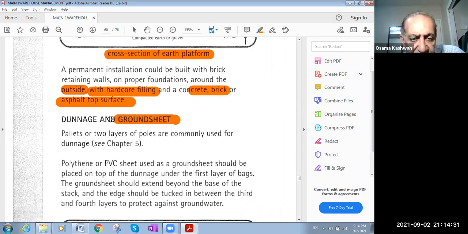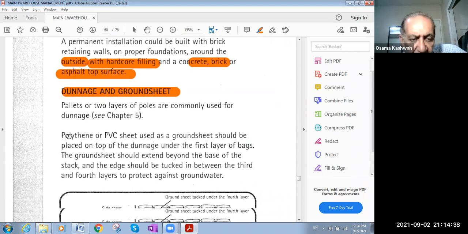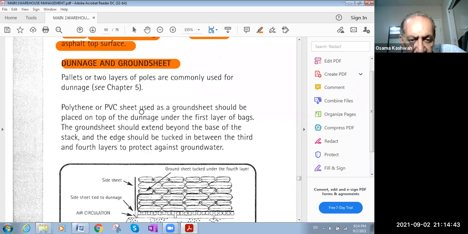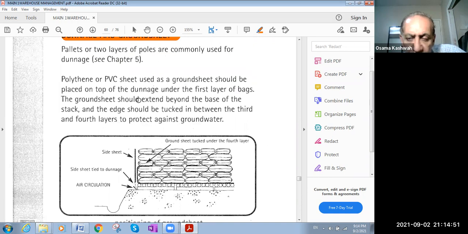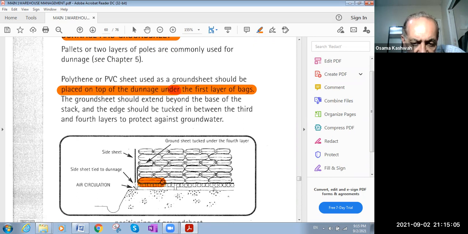Drainage and ground sheets. Pallets or two layers of poles are commonly used for dunnage. Polyethylene or PVC, the PVC is very famous now, is used as ground sheet. So you will put a PVC sheet as a ground sheet, which should be placed on top of the dunnage under the first layer of bags. Okay. So here we will put the sheet. See, the sheet will be here.